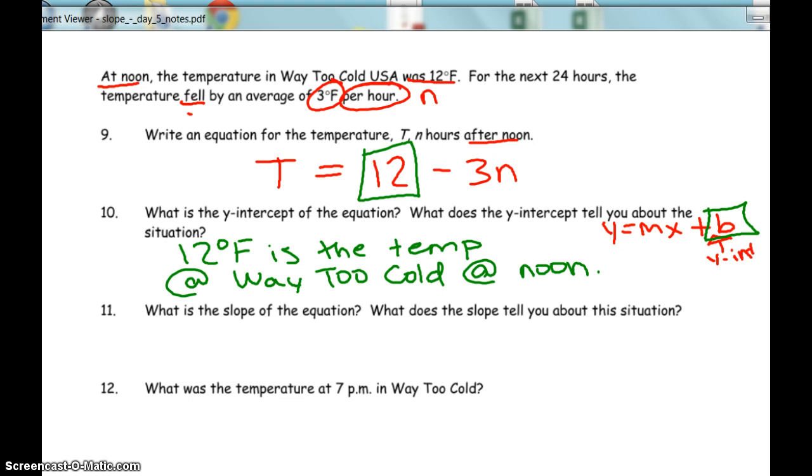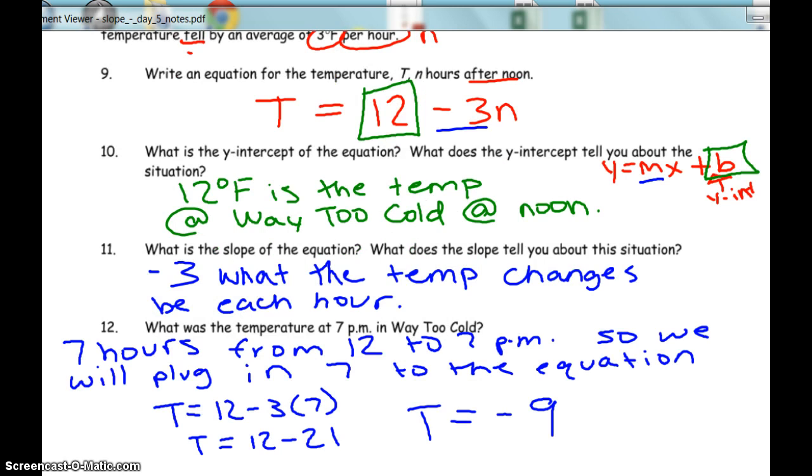Okay, so we find the temperature is our b value, and now the 11 asks for the slope of the equation. Well, that's the number in front of our variable. So for us, that is going to be negative 3. And negative 3 tells us what it's changing by each hour. It's going to change by minus 3 degrees each hour.